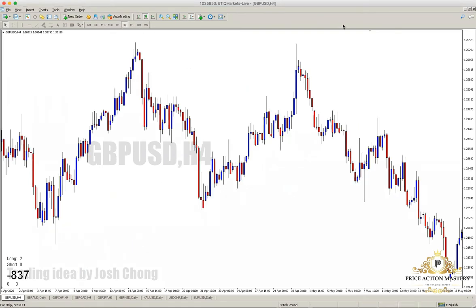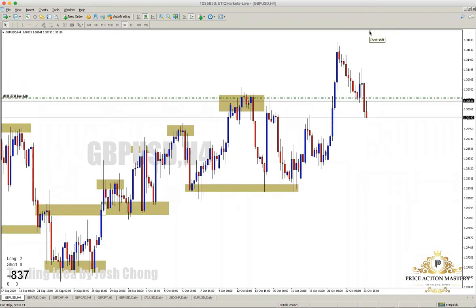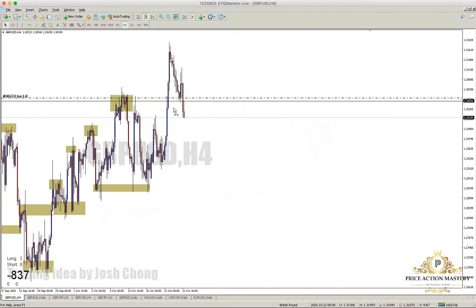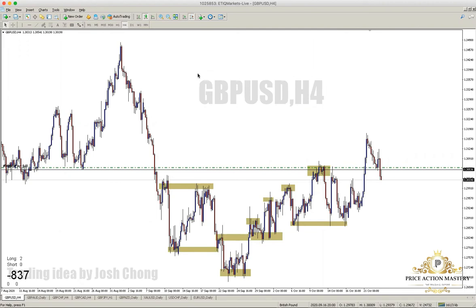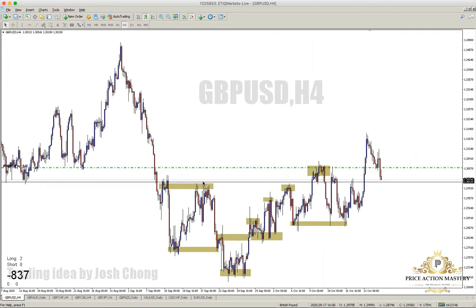Okay, so when I look into H4, where will the key line be? I will move my key line. Let me move my key line. Okay, this is a much better key line to have my buy order. So this is the level I will look for.